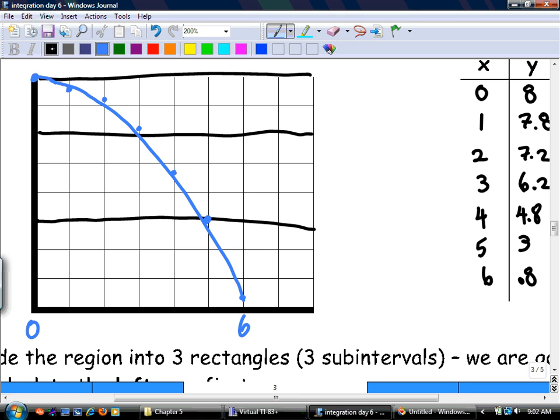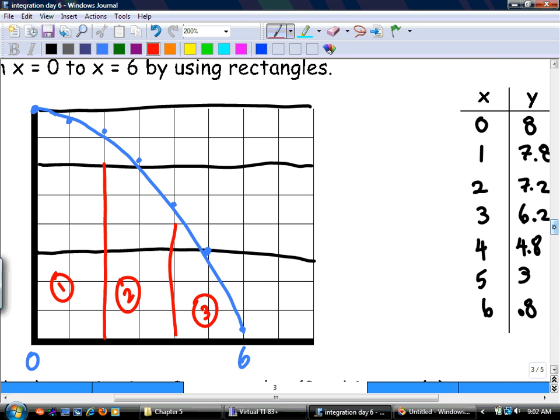Okay. So three rectangles: rectangle 1, rectangle 2, and rectangle 3. We are going to use the left sum. So we look at rectangle 1, and there are two endpoints on this rectangle. There's this one and there's that one. But we're going to use the left dot to define the rectangle. So it's got a width of 2 and a height of 8.